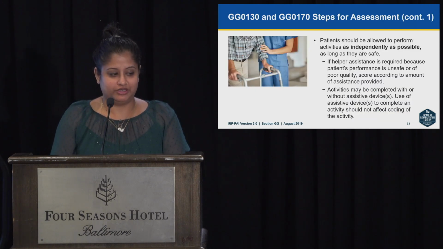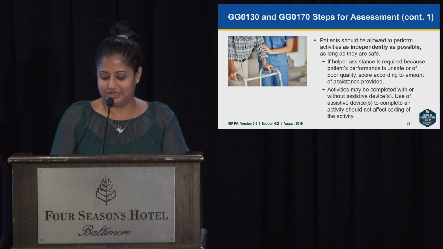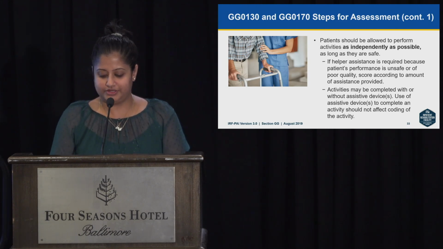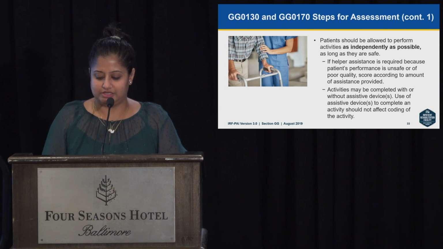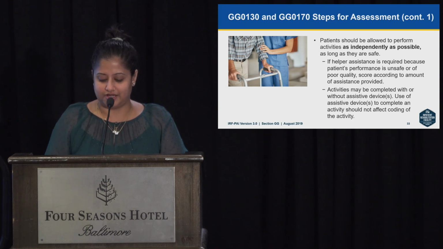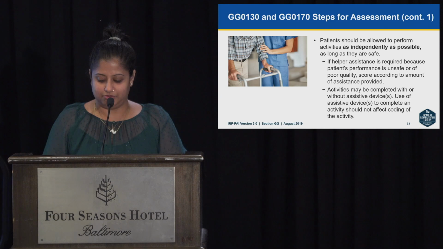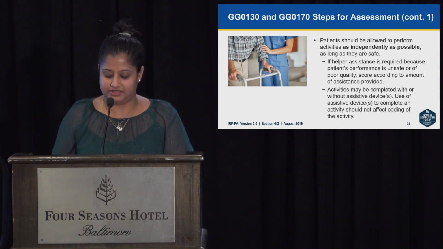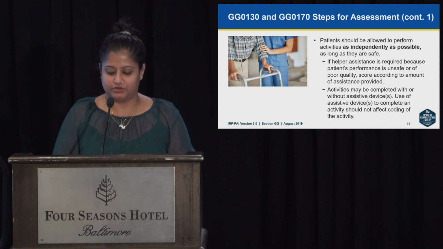So patients should be allowed to perform activities as independently as possible as long as they are safe. And it is important to give patients the time they need to complete the activity on their own to accurately code their abilities. If help or assistance is required because a patient's performance is unsafe or of poor quality, you would score based on the type and amount of assistance provided. Activities can be completed with or without an assistive device, and use of the assistive device to complete the activity should not affect coding of the activity.